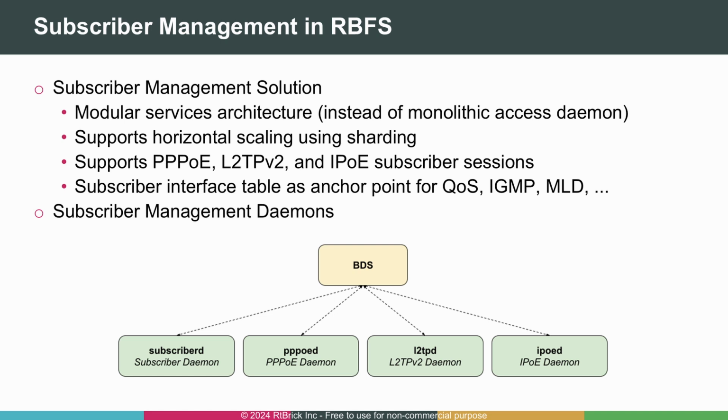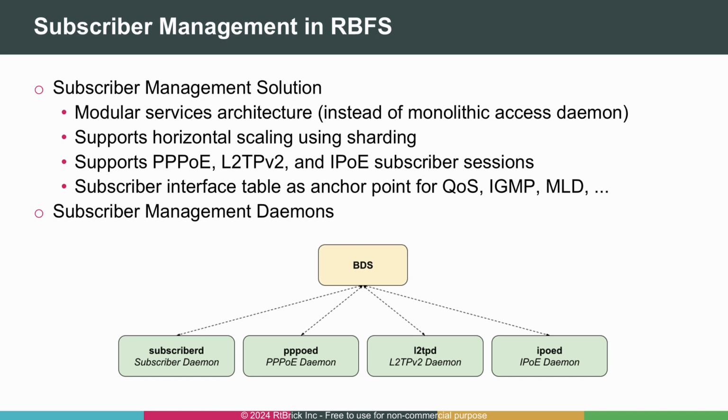There are four main daemons in the RtBrick distributed access architecture. The subscriber daemon serves as the central component, managing the current subscriber state and handling authentication, authorization, and accounting. It also serves as the interface to the forwarding infrastructure, responsible to request per subscriber QoS, filters, and more.